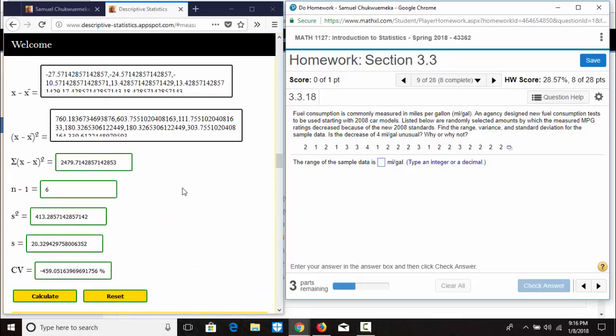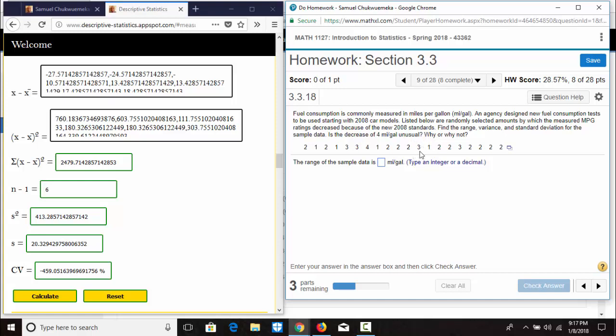Question 9. Fuel consumption is commonly measured in miles per gallon. An agency designed new fuel consumption tests to be used starting with 2008 car models. Listed below are randomly selected amounts by which the measured miles per gallon (mpg) ratings decreased because of the new 2008 standards. Find the range, variance, and standard deviation for the sample data. Is the decrease of 4 miles per gallon unusual? Why or why not?